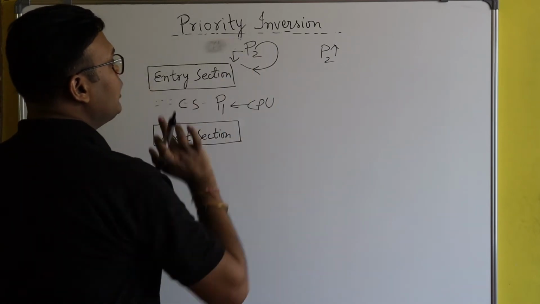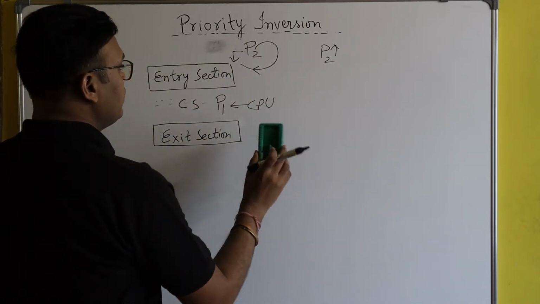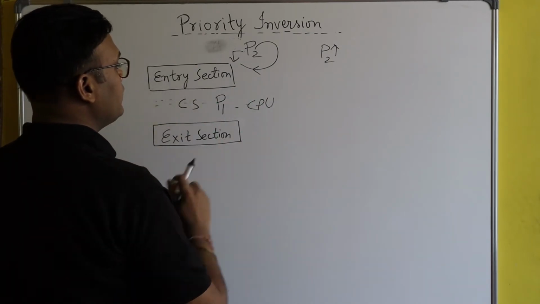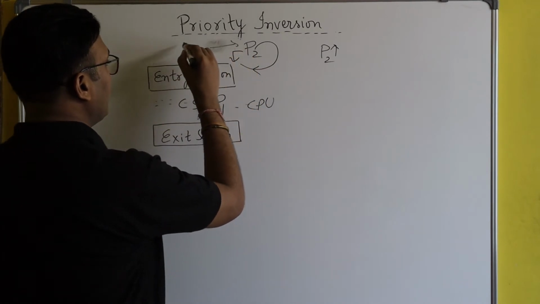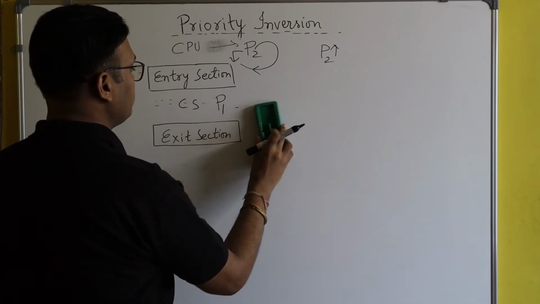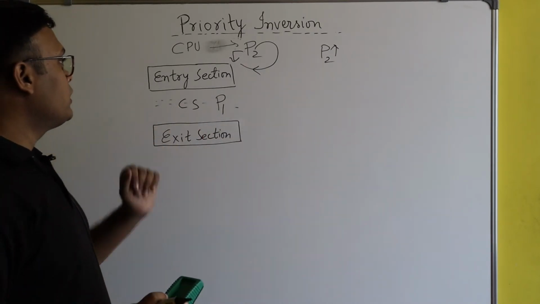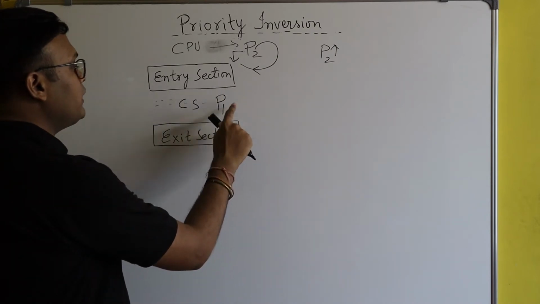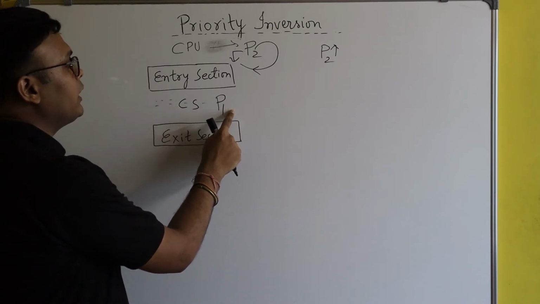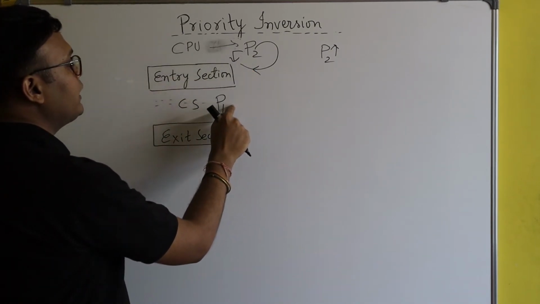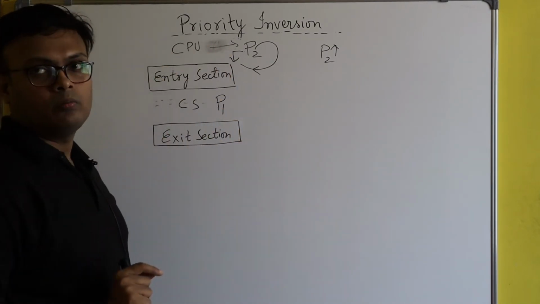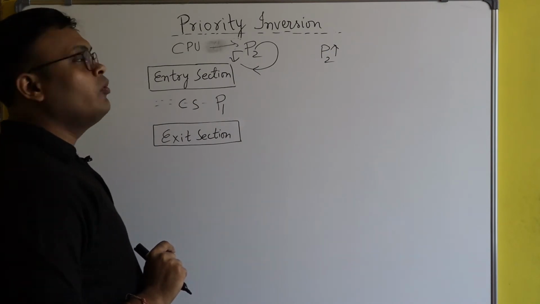And since the priority of P2 is higher, P2 will snatch the CPU from P1, and the CPU will be given to P2. Now the CPU is with P2, not with P1 anymore. So just think: P1 is inside the critical section, P1 has not yet completed its task inside it, but P2 has snatched the CPU from P1 and now the CPU is with P2. Now what will happen?